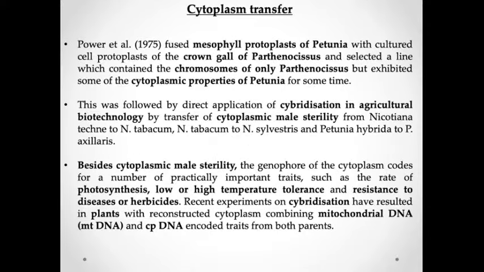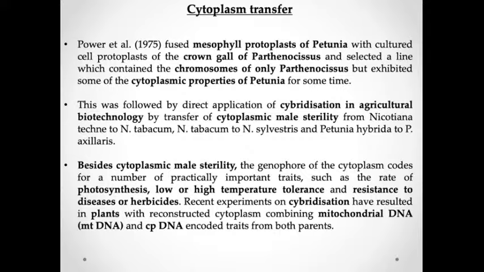Power et al. first found that mesophyll protoplasts of Petunia were cultured with protoplasts carrying the crown gall of Parthenocissus, and selected lines were transformed to Parthenocissus but exhibited some cytoplasmic Petunia traits for some time. This was followed by direct application of cybridisation in agricultural biotechnology by transfer of cytoplasmic male sterility from these species to P. axillaris.